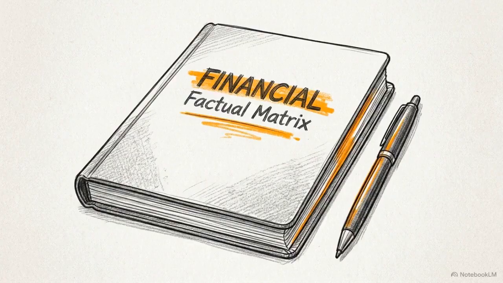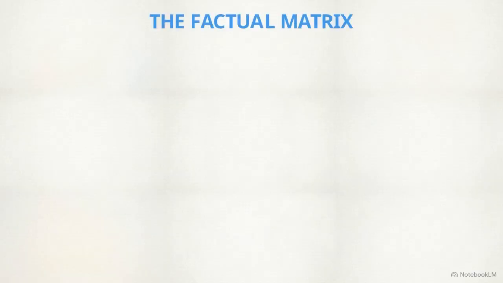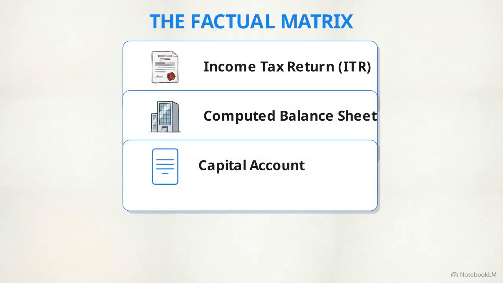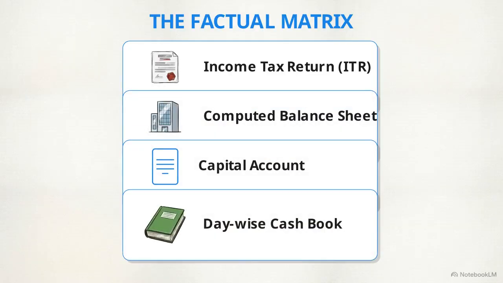Before submitting any response to the assessing officer, you must construct a complete internal record of your financial position. This factual matrix requires collating your ITR, your computed balance sheet, your capital account, and, crucially, a fully reconciled day-wise cash book. The officer evaluates bank credits through a four-part framework.